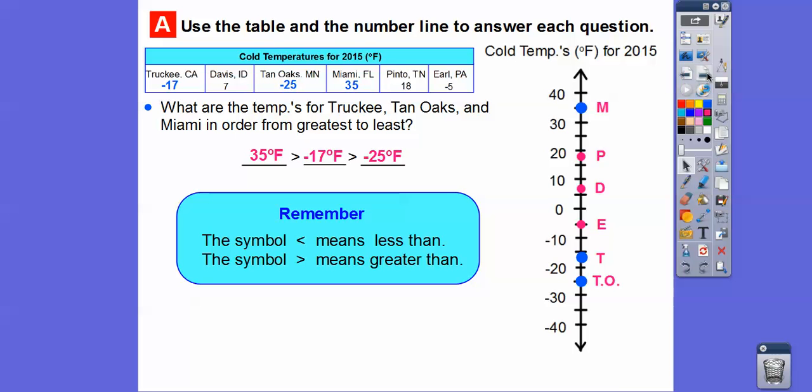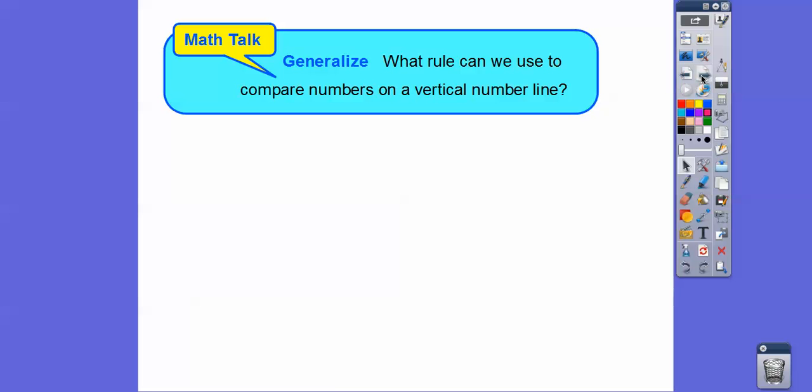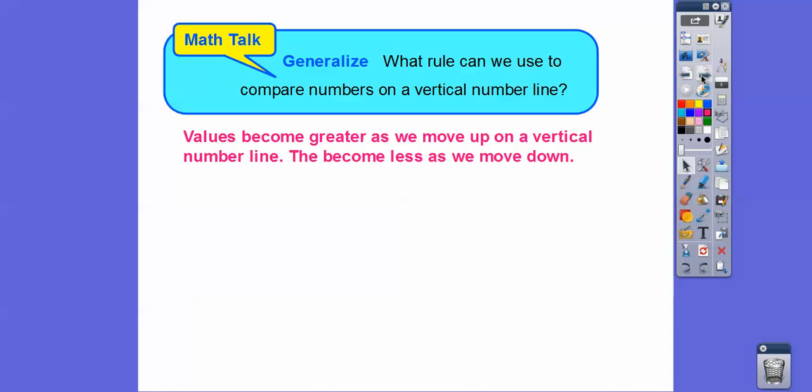Okay, so remember, you guys, the symbol when it's pointing to the left means less than, and when it's pointing to the right means greater than. So 35 is greater than negative 17, and it's kind of backwards, you guys. Negatives work backwards. Negative 17 is greater than negative 25. All right, so what rule can we use to compare numbers on a vertical number line? Well, that's pretty easy. Values become greater as we move up on the vertical number line, and they become less as we move down on the vertical number line.